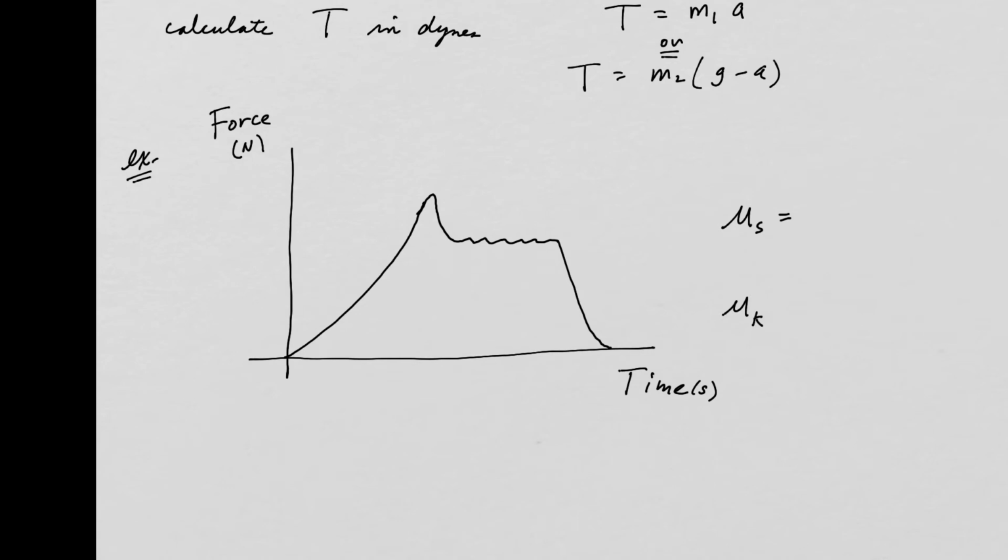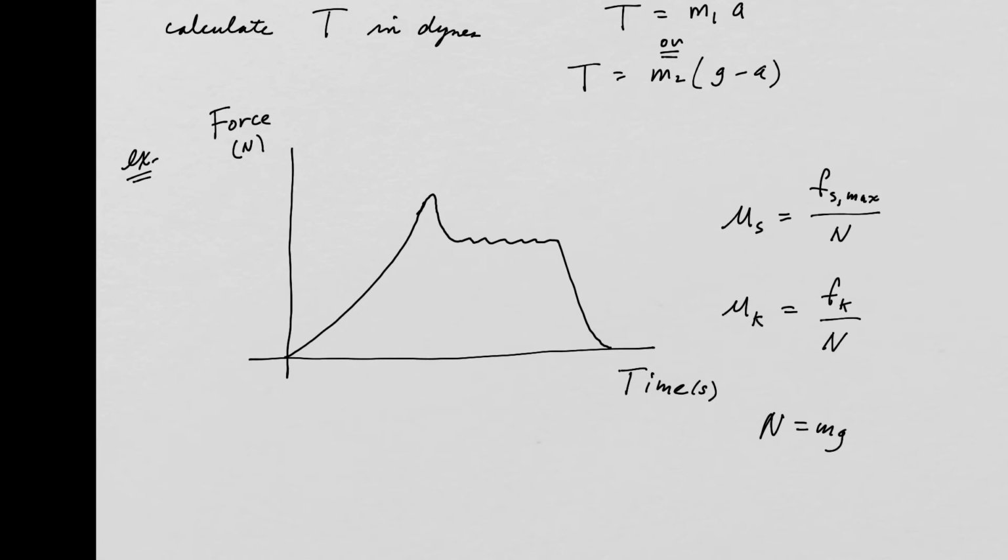And remember, mu s is simply going to be Fs max divided by the normal force, and mu k is going to be Fk divided by the normal force. So I'd have to give you enough information to find the normal force, but in this lab, when it was on the flat surface, the normal force was equal to the weight of the object, of the cart. So then you'd only need to find Fs max and Fk. How do you do that?